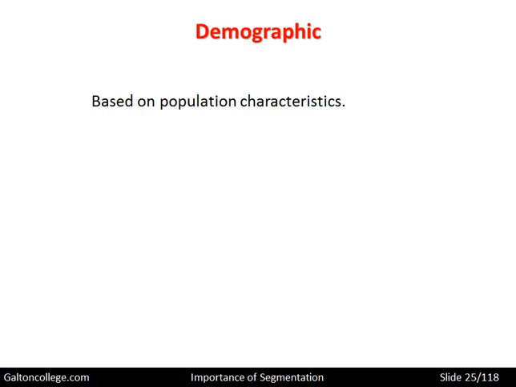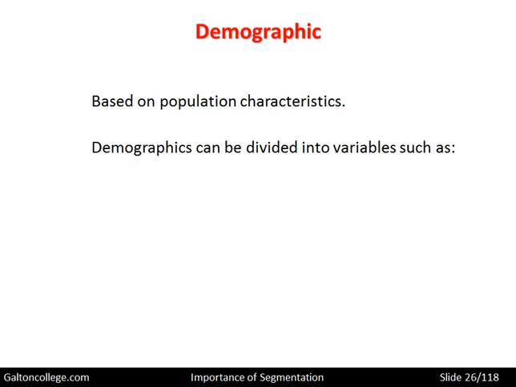Now the demographics. Well, based on population characteristics, that's how we work out demographics. That's what demographics are, the characteristics of the population. And demographics can be divided into variables such as age. What's the age profile of the population? If the age profile of the population is getting older, then they will require different products to, say, younger people.